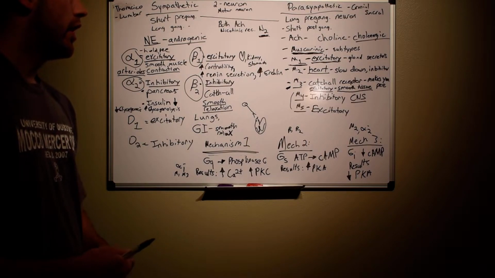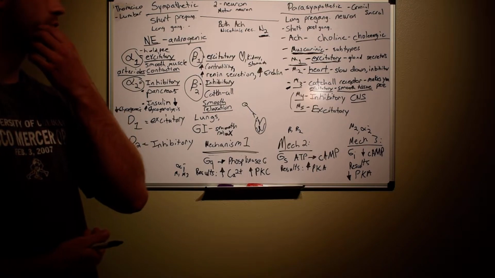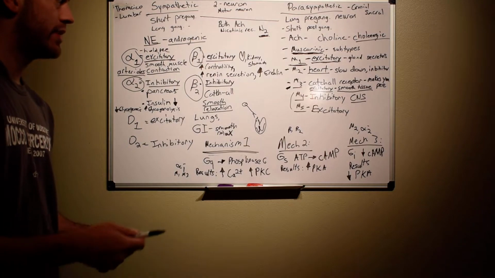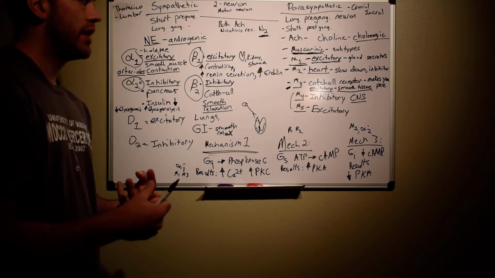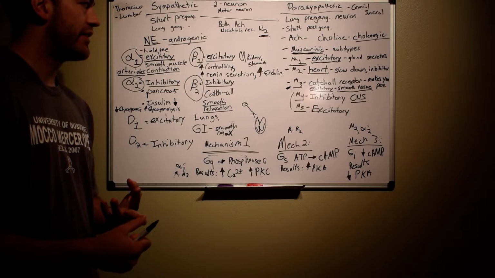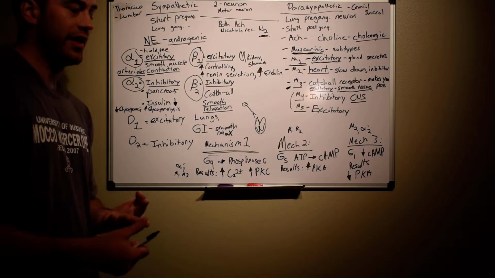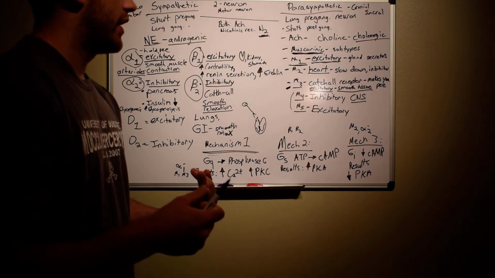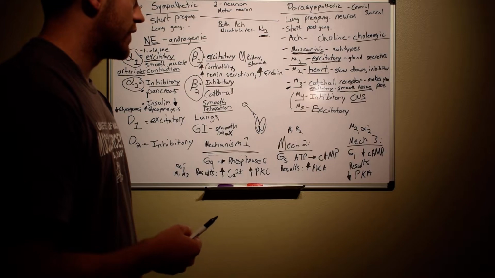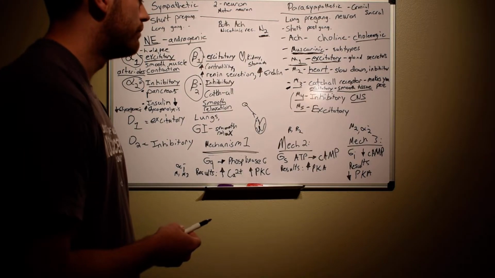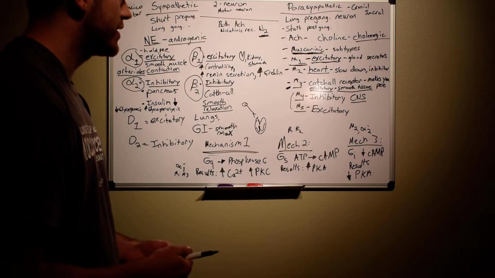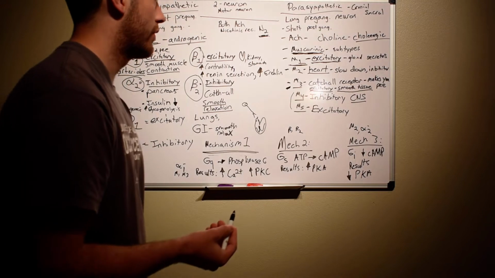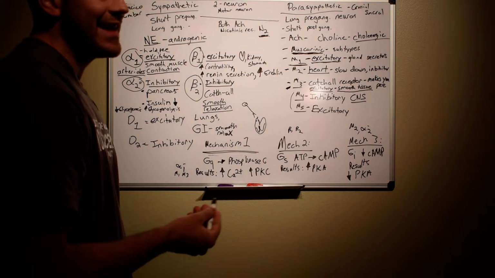So M1, muscarinic 1 receptors are on glands. Some examples of glands would be your salivary glands. In your stomach, you have cells that secrete the acid, hydrochloric acid, and then the mucus within your nasal passages, all stimulated by this receptor, the M1 receptor, okay? And they're also in the CNS.